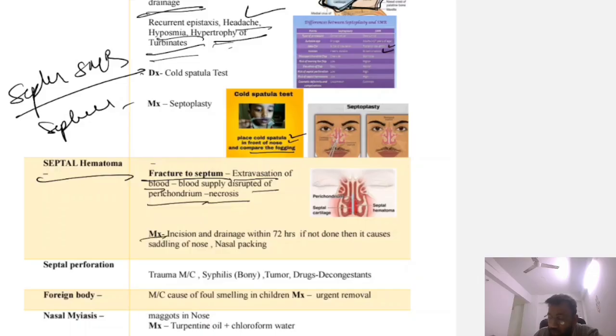So what is the treatment? Because blood is accumulated, it will not get absorbed. So what you have to do is incision and drainage within 72 hours. If you do not do incision and drainage, it leads to saddling of the nose.